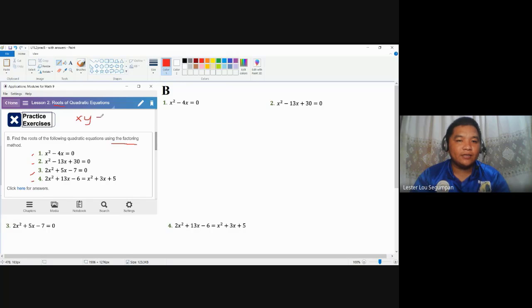Let's just use this one. The product of x and y is equal to 0. When we talk about the product of two numbers, when do we get 0? It's either x is equal to 0, or y is equal to 0, or both.